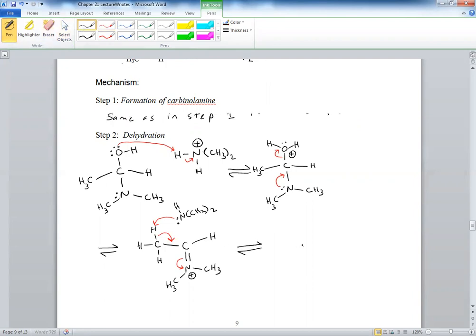So you end up with the CH2 double bond, carbon H, and then NCH3, CH3. And here are the lone pairs. So that's your enamine formation.